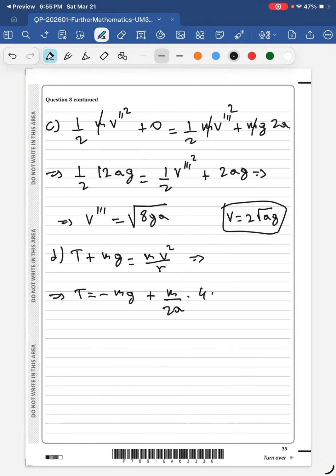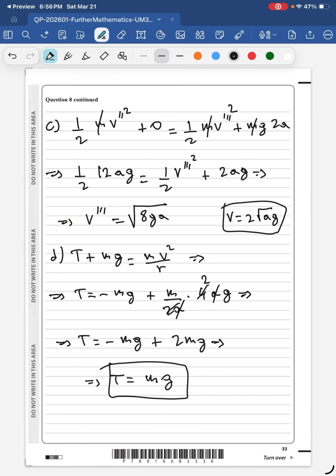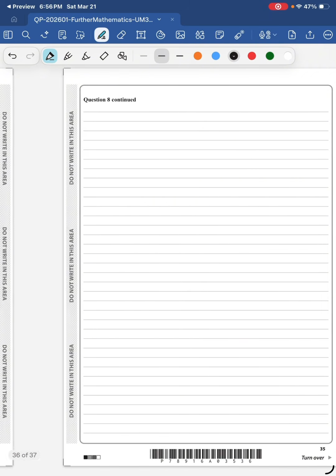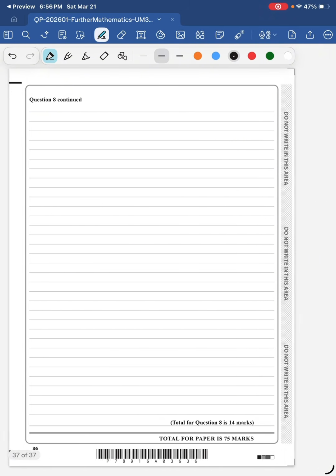So 4ag, so a cancels. And we end up finding that T is minus mg plus 2mg. So the tension is simply mg. And yeah, we reached the end. There is nothing else, right?